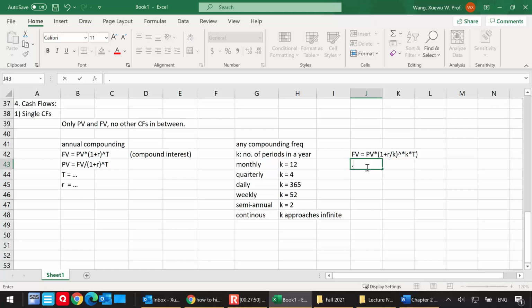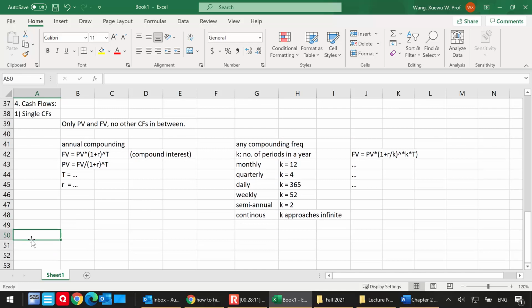You can also look at some other equations down here for present value, for r, and for t. I'm going to skip those equations. You can review those on your own. But I'm going to show you how to do this kind of thing in Excel. So let's now move on to some examples here.